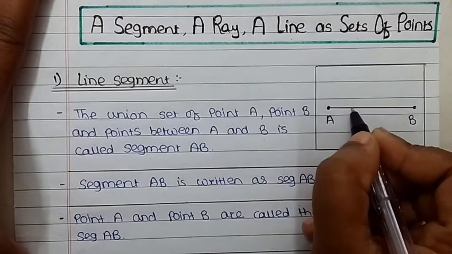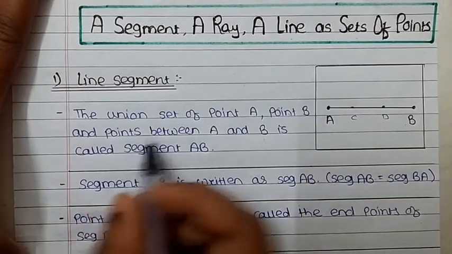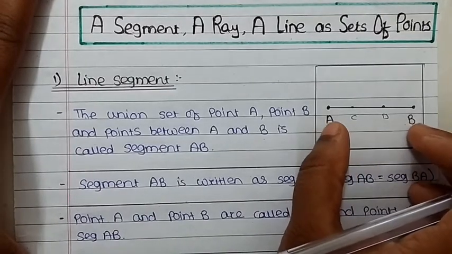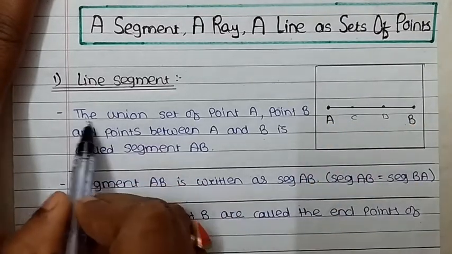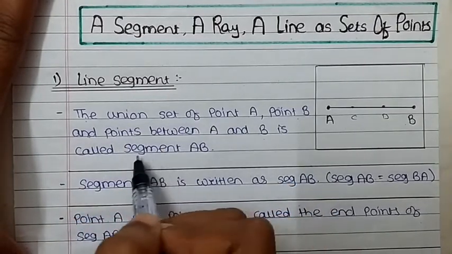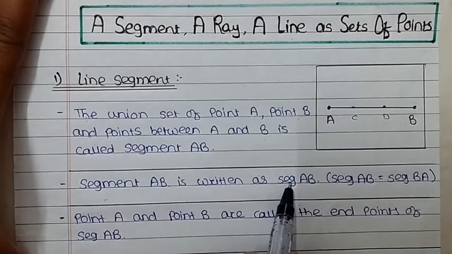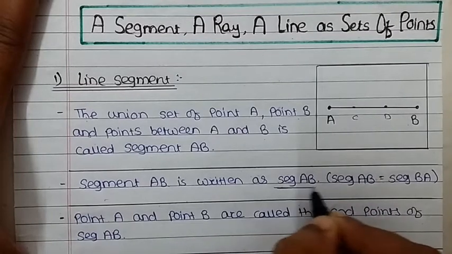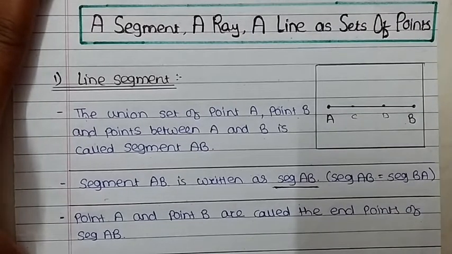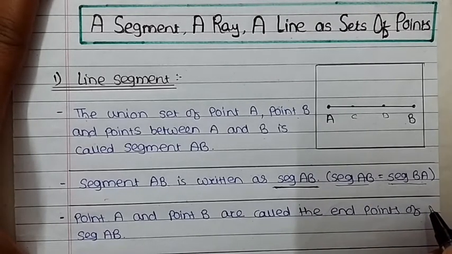Correct. Suppose this line segment holds another 2 points, that is C and D. Then this is called a line segment or segment AB. The union set of point A, point B and points between A and B is called a segment AB. Okay. Segment AB is written as seg AB. How to write this? We have to use SEG, seg AB. Or we can say that seg AB is equal to seg BA also. Okay. When I write AB, it is also equivalent to the segment BA.